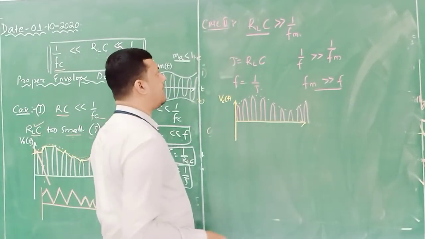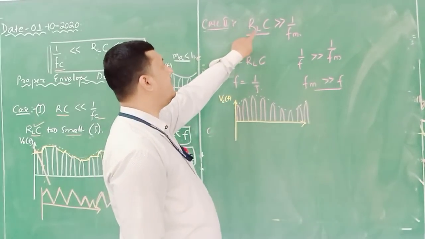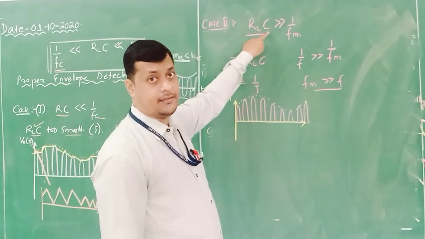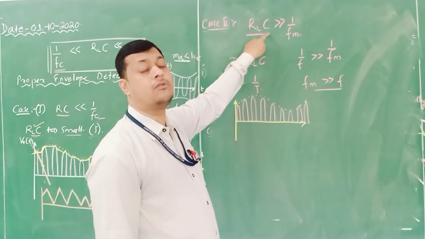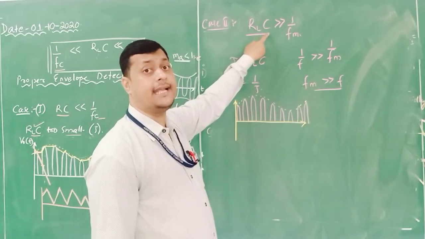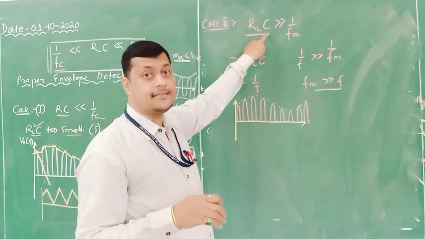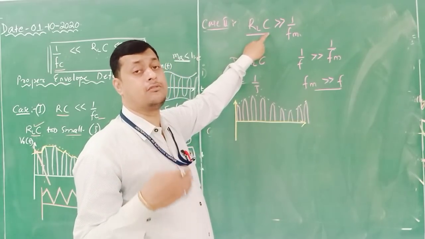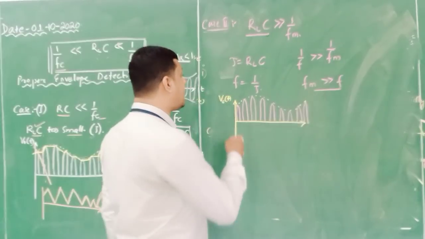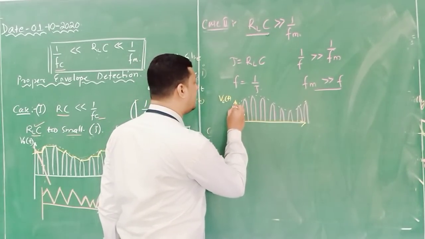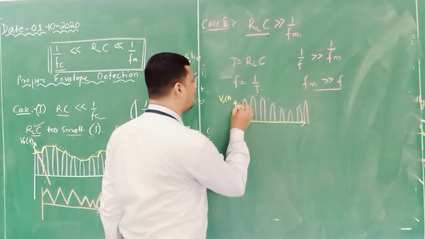In this sort of case, here RL into C is too high. If RL into C is too high, that means your frequency is less. Okay? If the frequency is less, the discharging time period is going to be high. If the discharging time period is going to be high, we will get this sort of output.